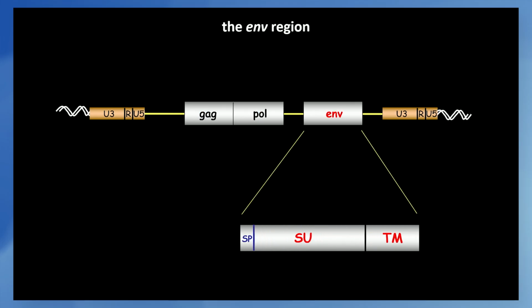So the ENV region contains the signal recognition peptide, the surface protein, and the transmembrane part. The envelope is translated at the endoplasmic reticulum and then goes through the Golgi compartment to the surface of the cell, where it's presented, and then gets together with the other components of the virus during budding.